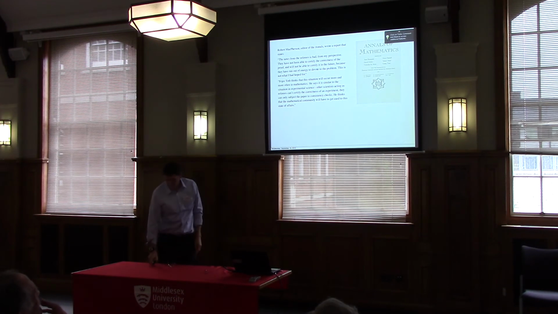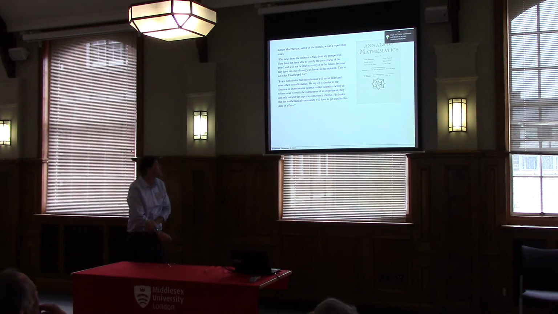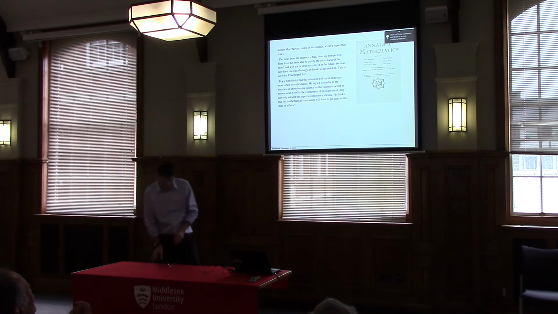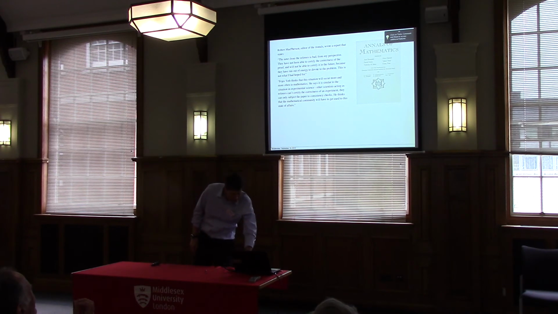So McPherson, one of the editors of the Annals, sent me this email. The news from the referees is bad from my perspective. They have not been able to certify the correctness of the proof, and will not be able to certify it in the future because they have run out of energy to devote to the problem. This is not what I had hoped for. And then he goes on to say that we're going to have to get used to this in mathematics.